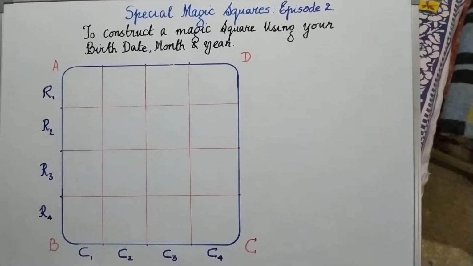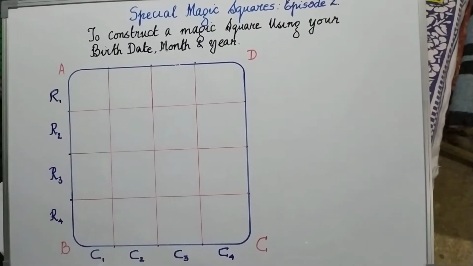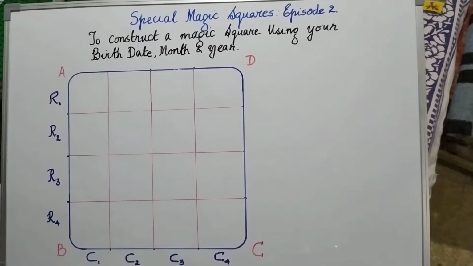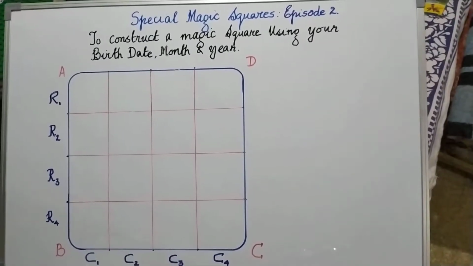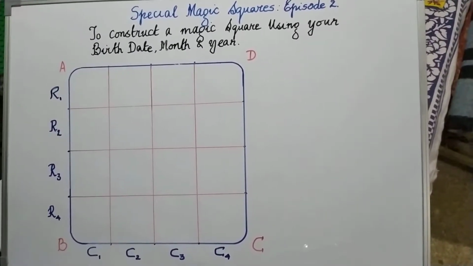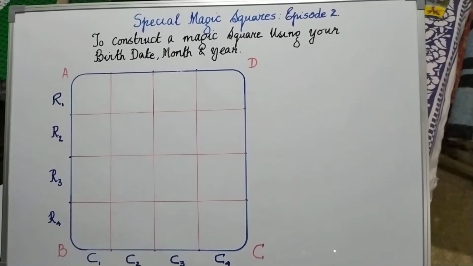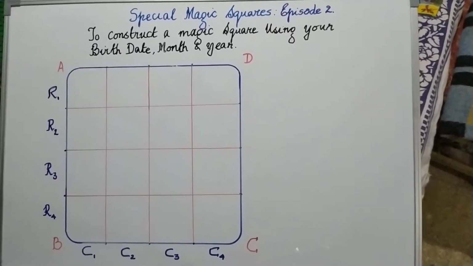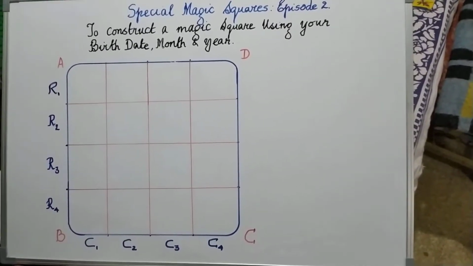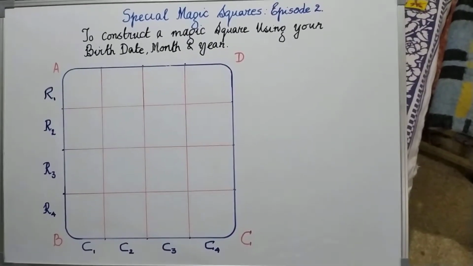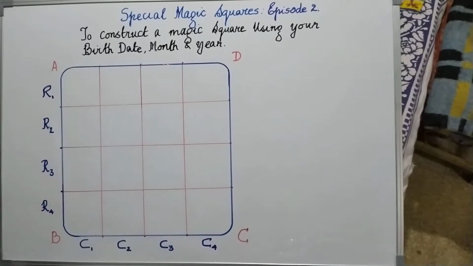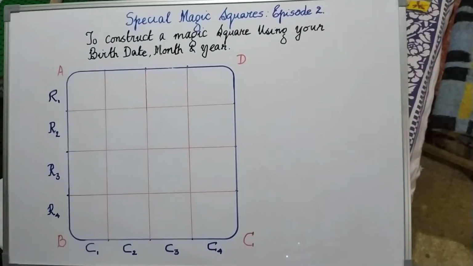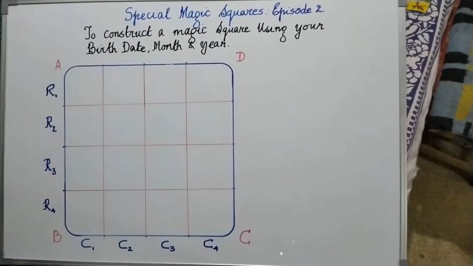In this episode, we are going to learn about a special magic square which will be constructed using your date of birth, month and year. In the previous episode, we learned to construct a magic square of order 4 by 4 by using 7 consecutive natural numbers. And the final magic square that we obtained was a symmetric magic square.